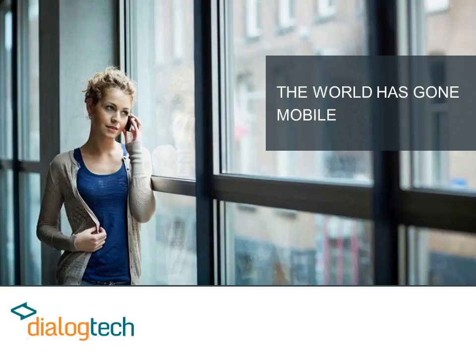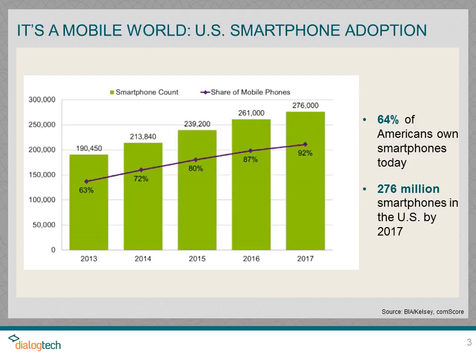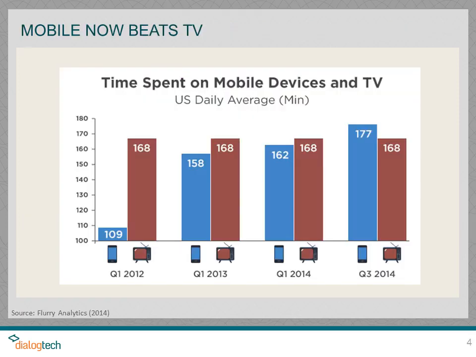Let's begin with what has become an undeniable fact in marketing today, and that is that the world has gone mobile. 64% of Americans today own smartphones, and it's projected to have around 276 million smartphones in the US by 2017. Everyone has a smartphone today, but it's not just the number of smartphones that's impacting marketing, it's how they're being used. For example, people spend more time on their mobile devices today than they do watching television.